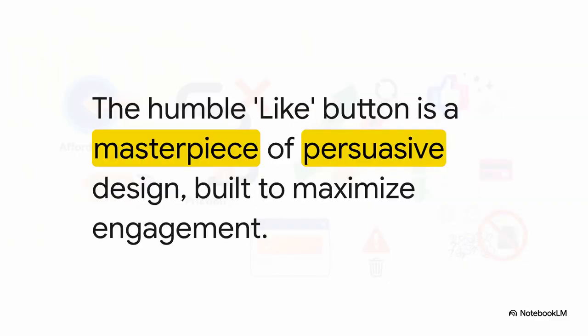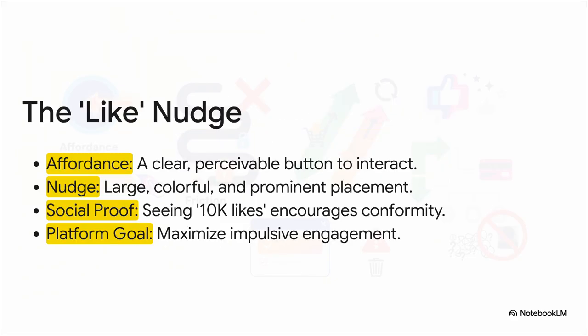Let's start with something we all see 1,000 times a day, the humble like button. It seems so simple, right? But it is an absolute masterpiece of persuasive design. So let's break this down. The affordance is obvious. It's a button. It just begs to be clicked. But the nudge is where the real genius is. It's almost always the biggest, boldest, most colorful thing on the screen. And then they throw in social proof. Seeing a post has 10,000 likes, well, that nudges you to agree with the crowd. And what's the goal? To get you engaged with quick, easy, impulsive clicks that keep you scrolling on the platform for longer.